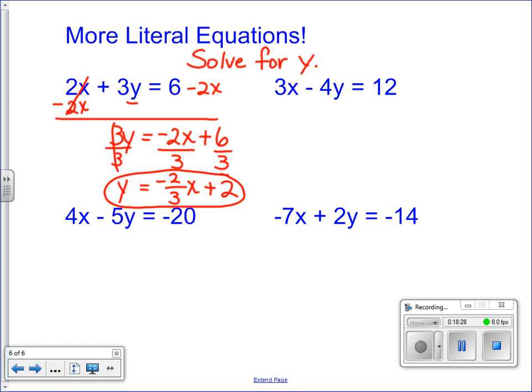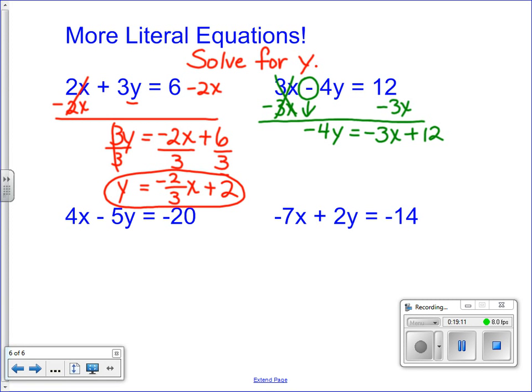Let's do another one. 3x minus 4y equals 12. Again, first thing that you want to do is subtract 3x from both sides. 3x minus 3x is 0. 0 minus 4y is negative 4y. Please note, this sign is very, very important, and it must be brought down and become negative 4y. On the other hand side, putting my minus 3x first, 12 is positive, so I'm going to put plus 12.